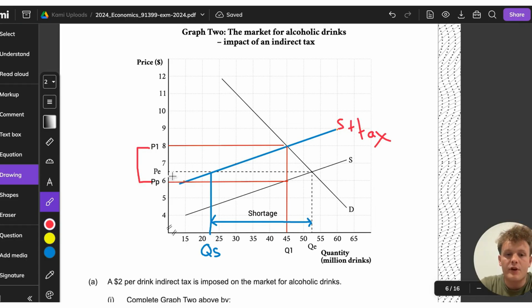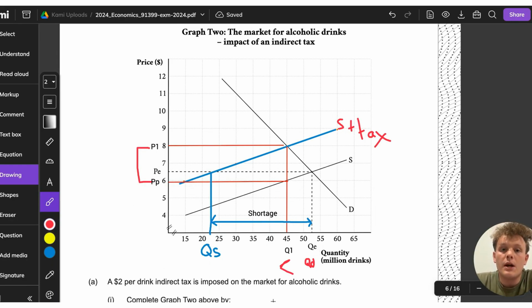So at the original price, quantity demanded equaled quantity supplied at PE, QE, right here. Then there was a change in supply to the S plus tax curve. So quantity supplied decreased to 22.5 million here at QS. However, demand remained over here at the QE mark. So that means QD was greater than QS at the original price of PE.